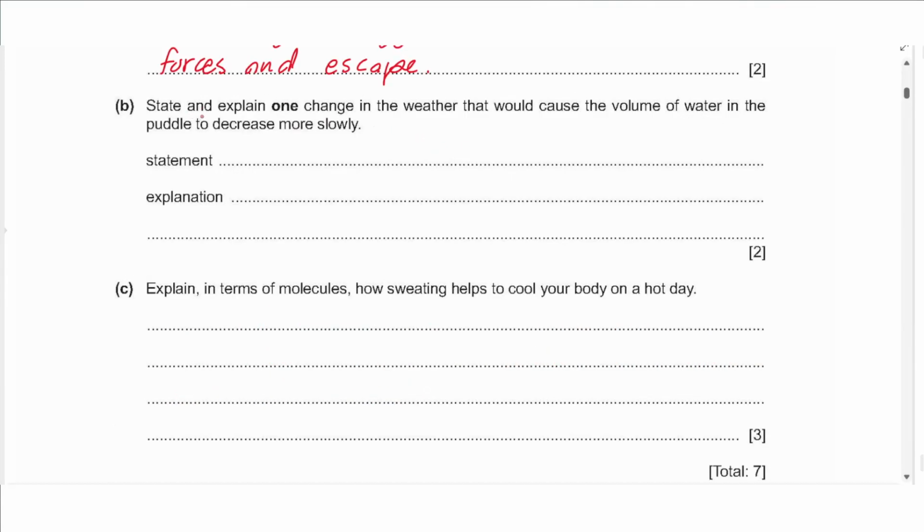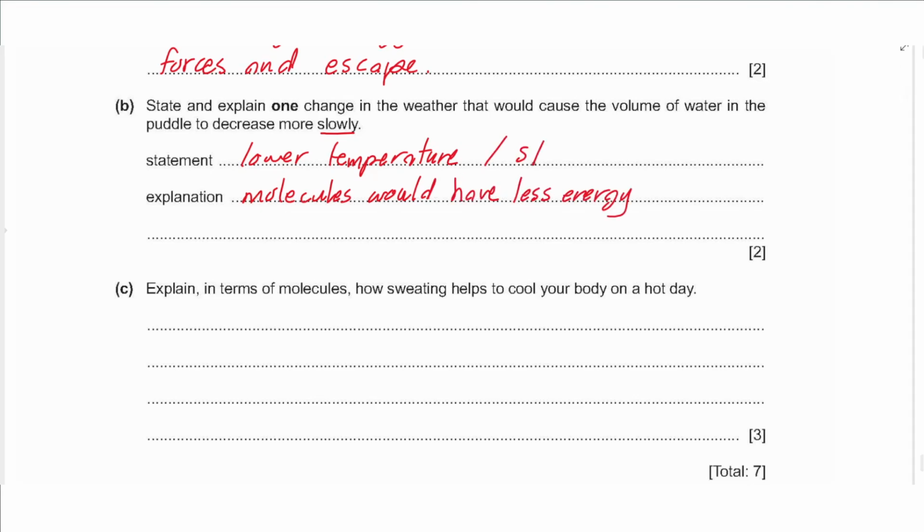Question B says state and explain one change in the weather that would cause the volume of water in the puddle to decrease more slowly. So we can lower the temperature, and the explanation is that molecules would have less energy. Or we can say slower wind, and the explanation for that would be that there will be more humidity, which decreases the rate of evaporation.